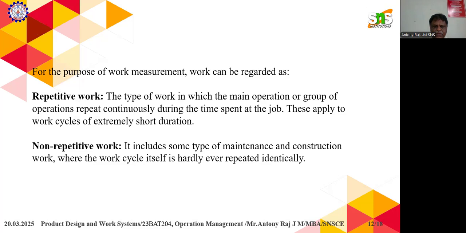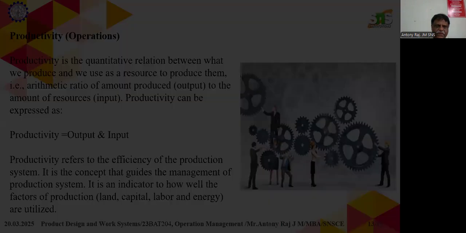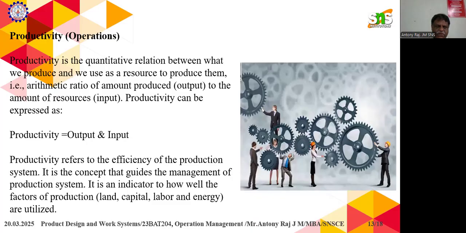Non-repetitive work includes some types of maintenance and construction work, where the work cycle itself is hardly ever repeated identically. Productivity in operations: productivity is a quantitative relation between what we produce and what we use as a resource to produce that. It is the arithmetic ratio of the amount produced to the amount of resources input.